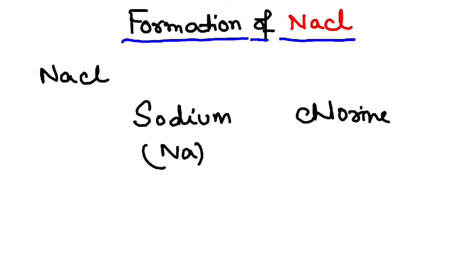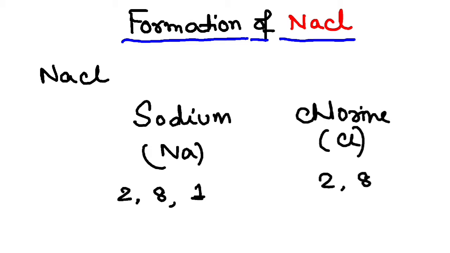that is Cl. Okay, sodium has electronic configuration of 2, 8, 1. We have learned in class 9. And chlorine has electronic configuration of 2, 8, 7. And you also have learned in class 9 that all the elements want to attain the stable gas configuration or inert gas configuration. So the sodium, because it is 2, 8, 1, what will it try to do? It will try to release the last electron and become 2, 8.